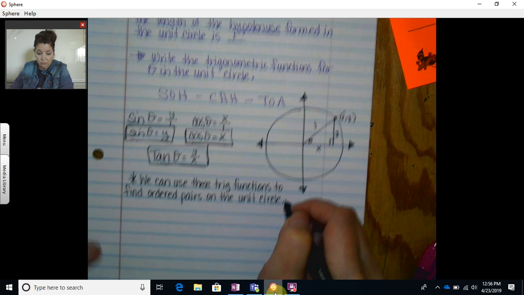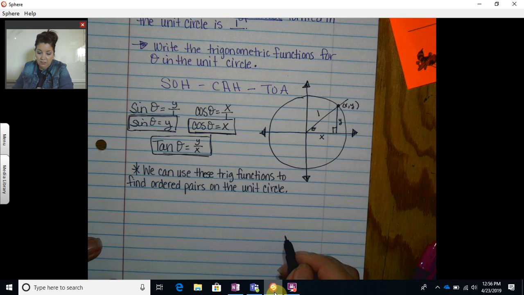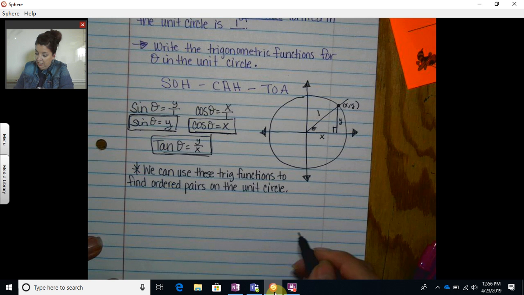Let's find the signs of the function's value in each quadrant. It says we can use these.